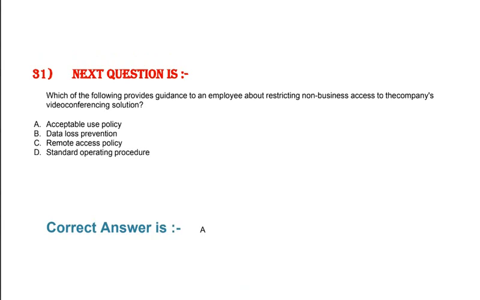Question is, which of the following provides guidance to an employee about restricting non-business access to the company's video conferencing solution? Option A, acceptable use policy. Option B, data loss prevention. Option C, remote access policy. Option D, standard operating procedure. Correct answer is option A.